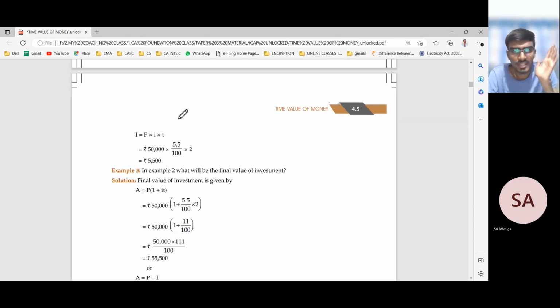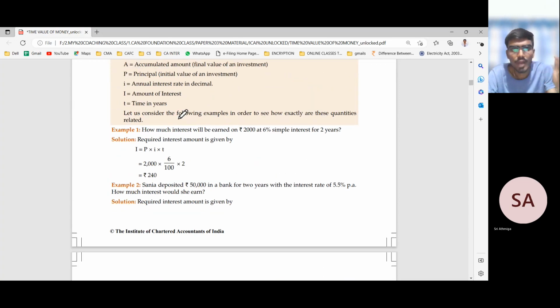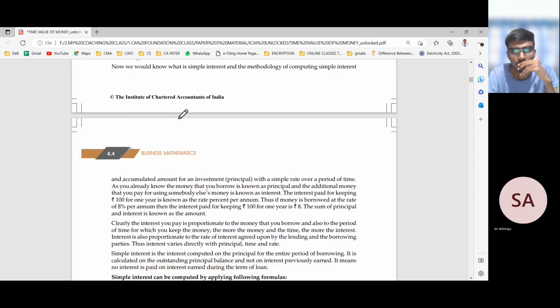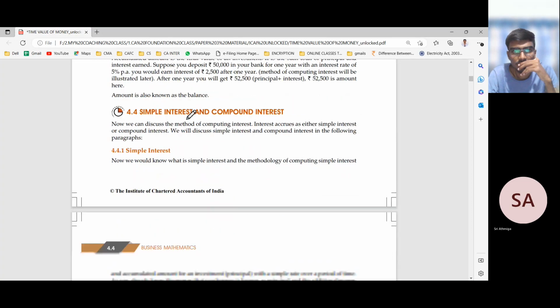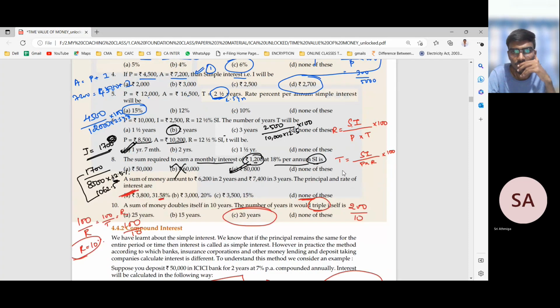Don't follow the ICA book method. They use different formulas for different questions. But you have a systematic procedure now, and you can follow this systematic procedure. With this, your entire simple interest concept is over.